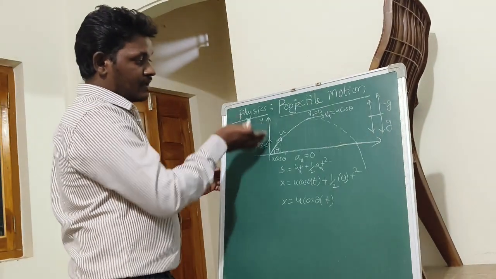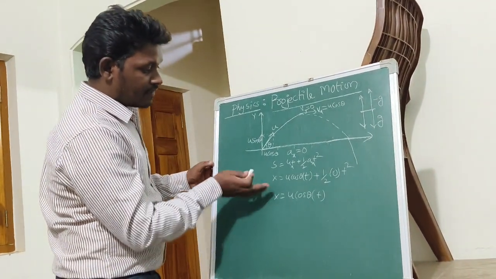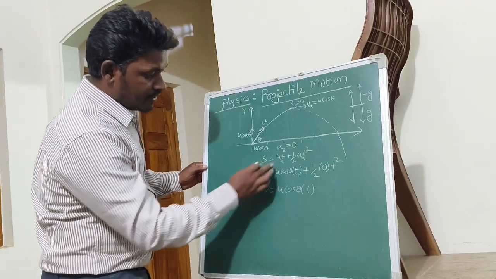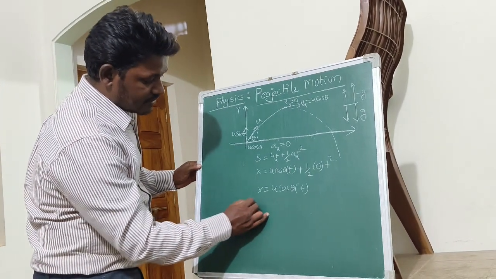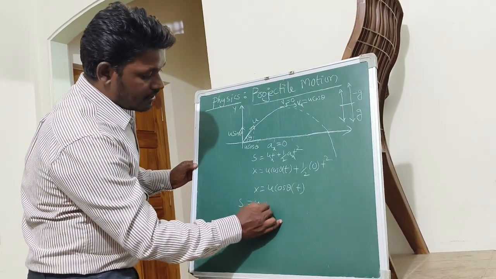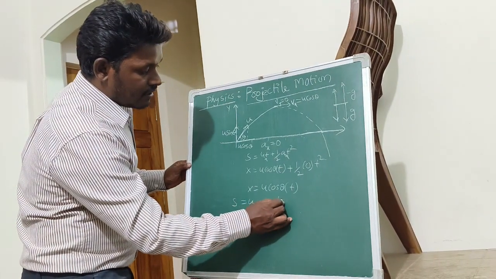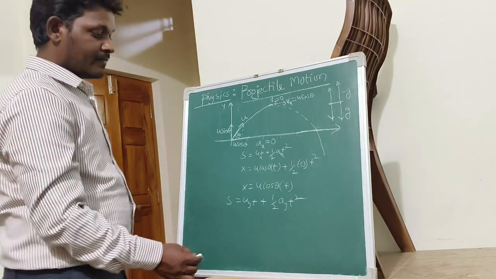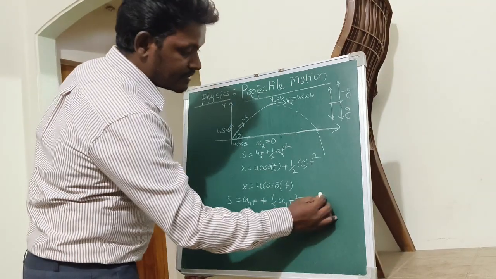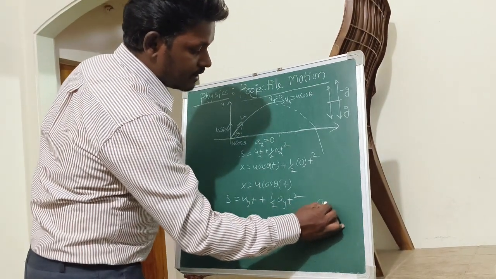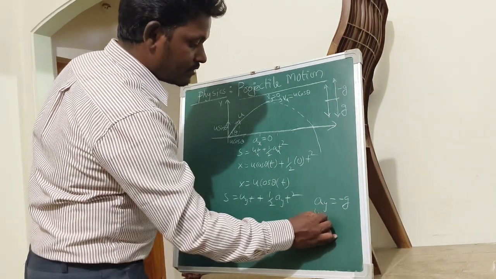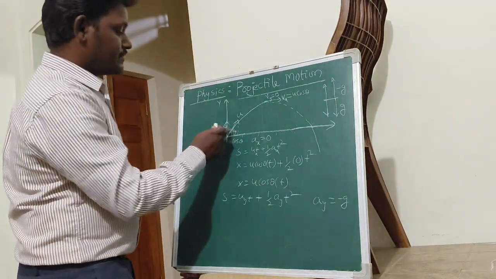What is the displacement along the y direction after time t? The same formula we use: s equals uy into t plus half ay into t square. Here ay is minus g, since it is moving upward, and uy equals u sin theta.